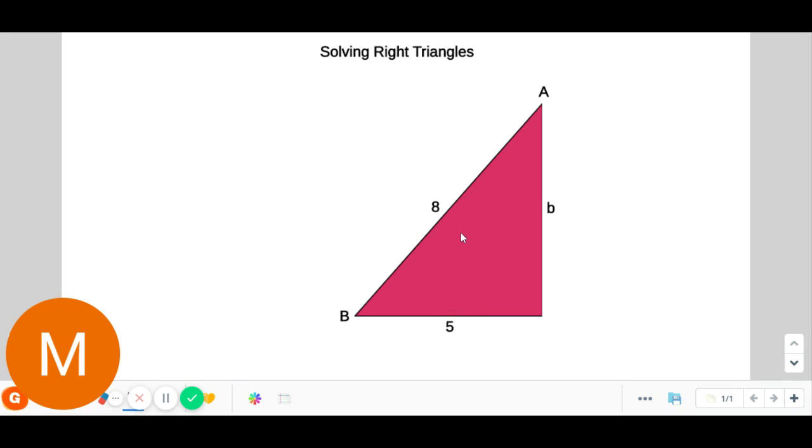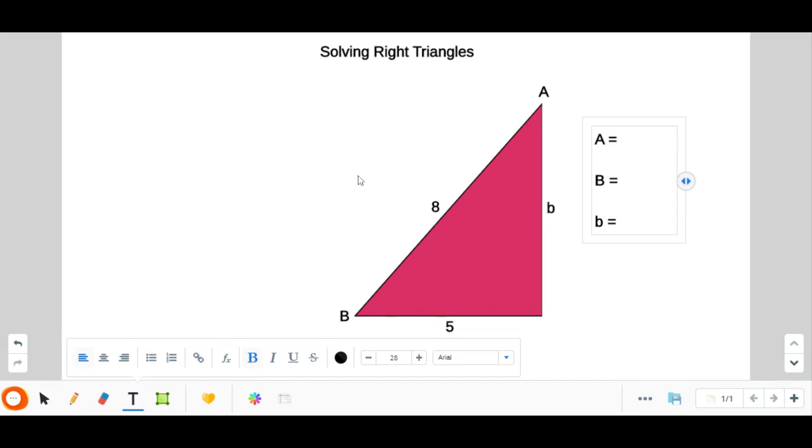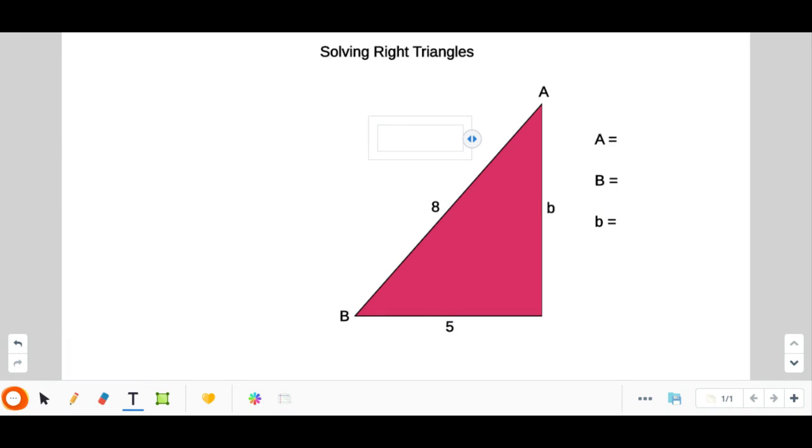So there are three things we're trying to figure out here: two of the angles, angle A and angle B, and also side b. Just to write that out so we know what we're trying to do, these are the three things we're trying to find. It does not have to be in that order.